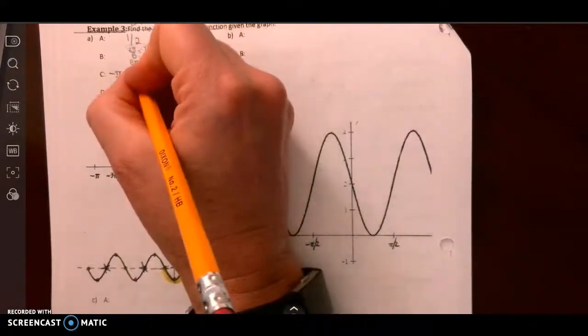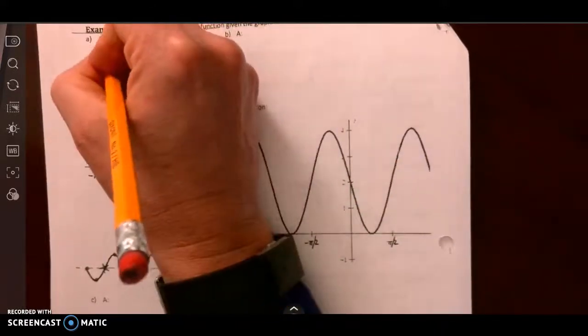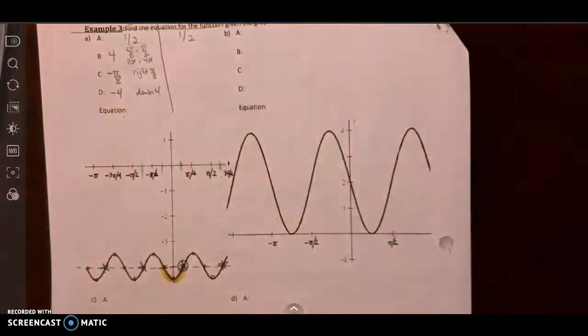Well, there's a pi on each side. You divide both sides by pi, they cancel, and b is 4. I want to show you something else.